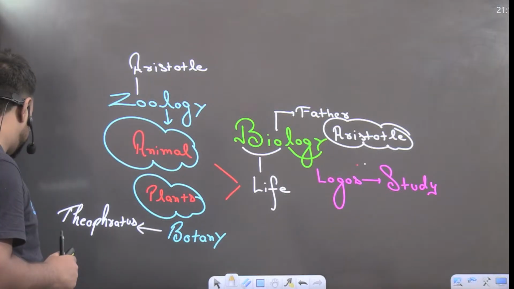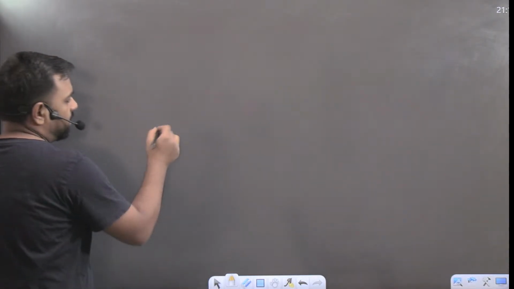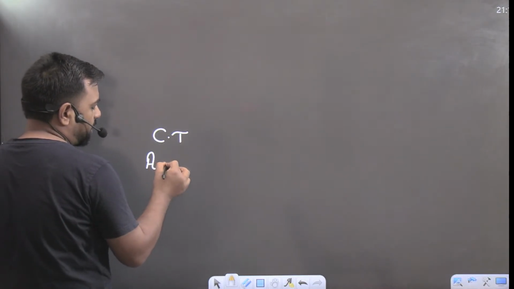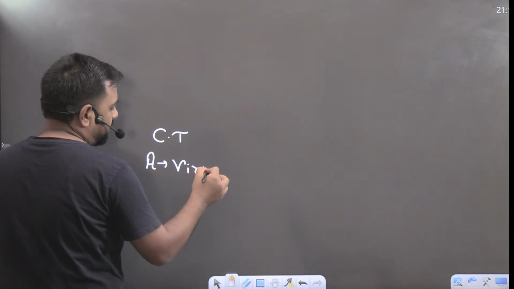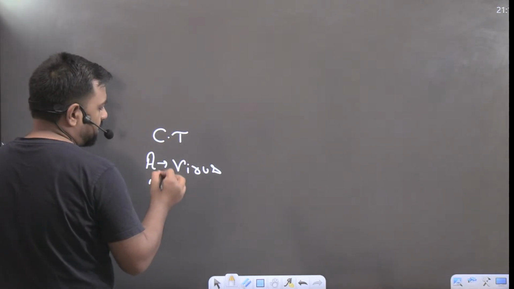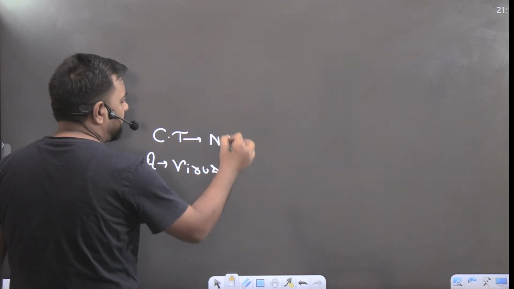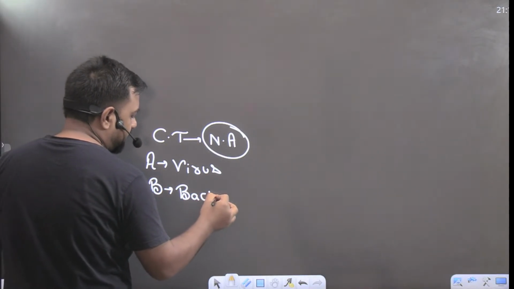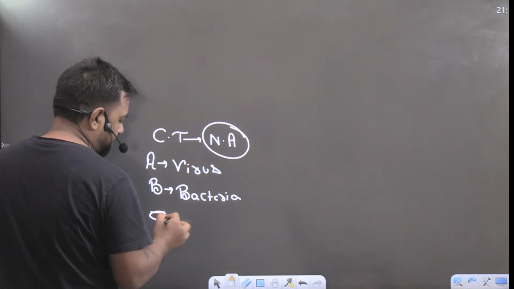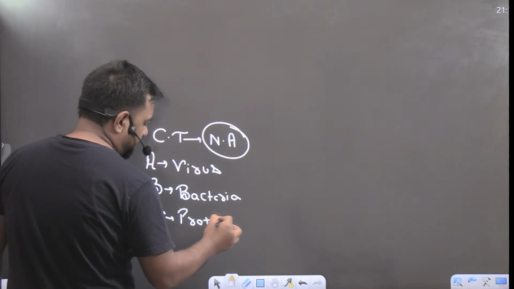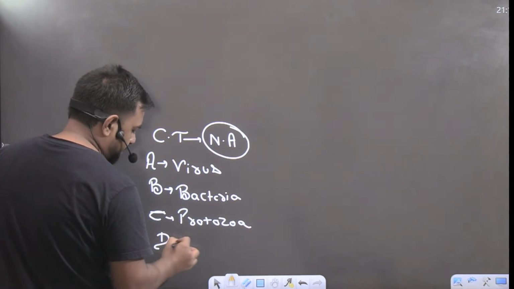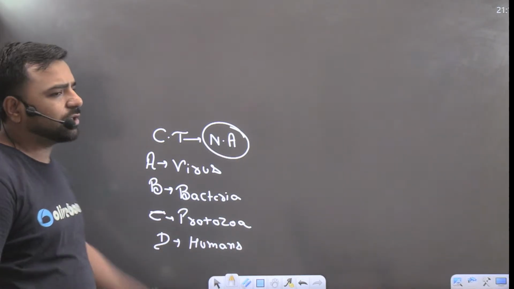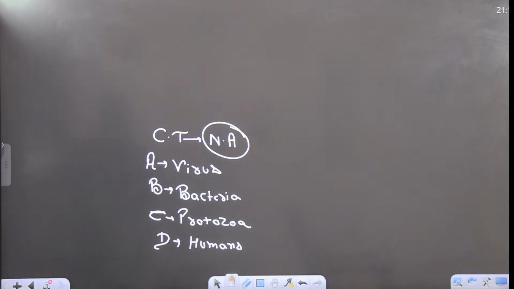Guys, can you please tell me, if I talk about the cell theory, cell theory is applicable for what? Or I'll just ask, cell theory is not applicable for what? Option A, virus, bacteria, protozoa, or humans. We have discussed about cell theory. So please tell me, cell theory is not applicable for what? Till the time, I'll just check the comments.